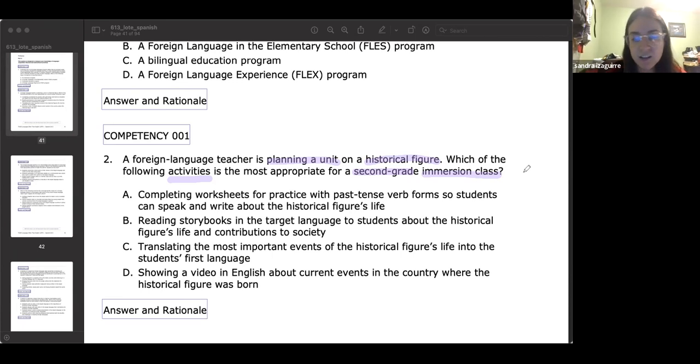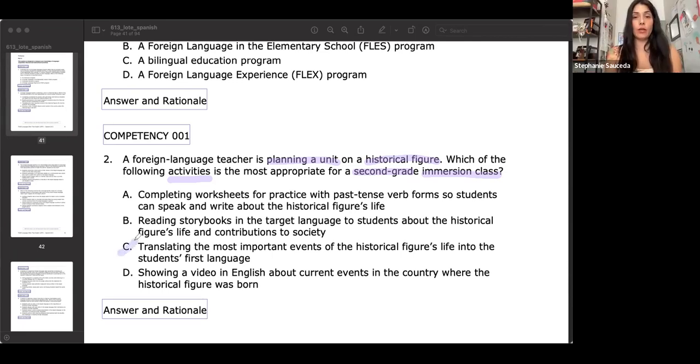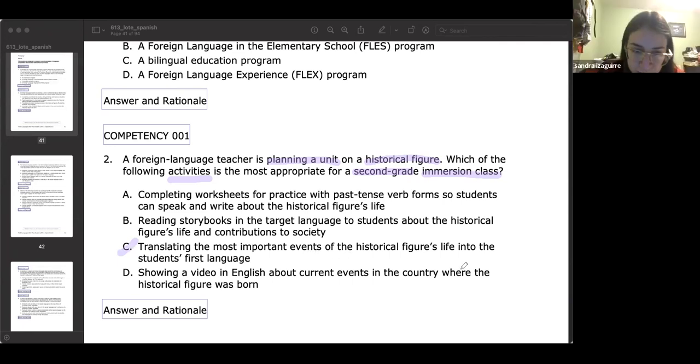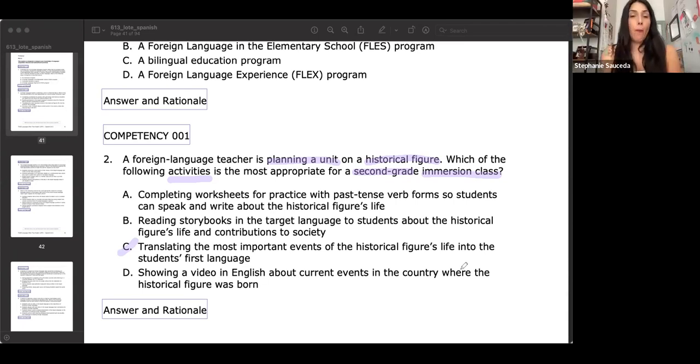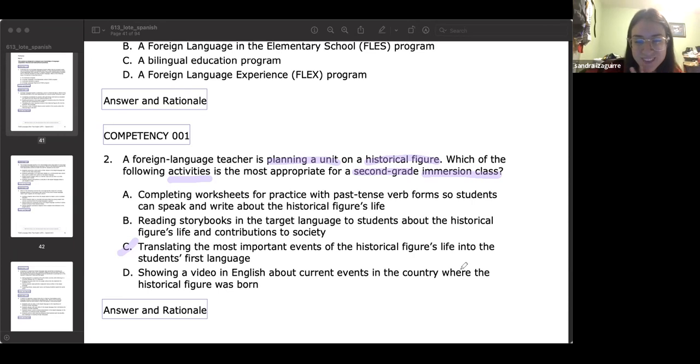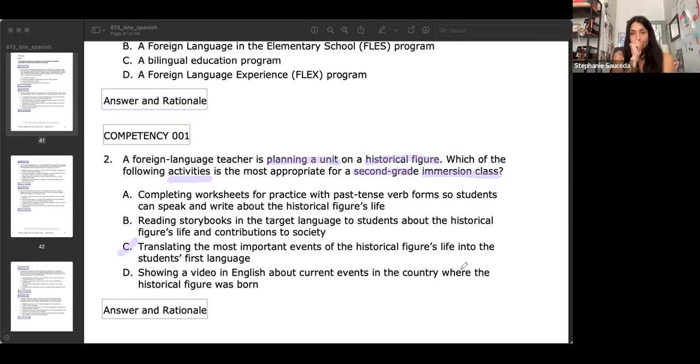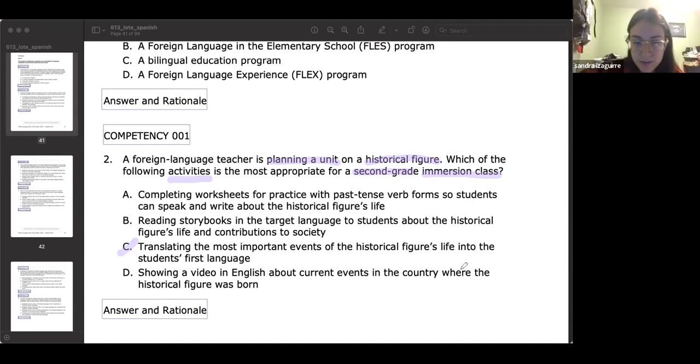Letter C is not correct. Why is letter C not correct? Why would this not be useful? Because they're just translating. I don't know, that doesn't sound easy for them to get knowledge. It will not help them acquire the language. No, because it is in the first language and it's supposed to be in the second language, right?